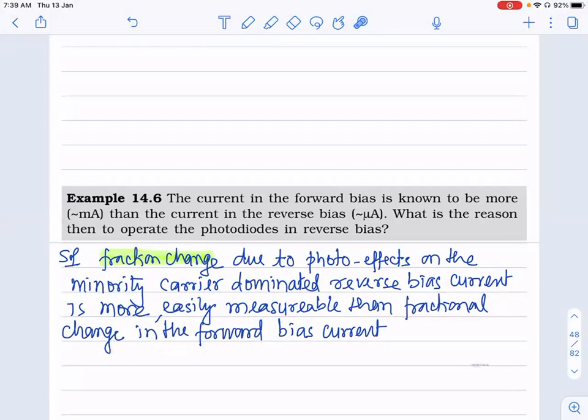The fractional change in reverse bias can be detected easily because it is increasing a larger percentage of current as compared to the forward bias. What will happen in forward bias? Already sufficient electron hole pairs are there. Percentage change in the current will be less. Fractional change will be more in reverse bias. You write this much, I already wrote it there. Fractional change is more, that's all, as compared to the forward bias. So use this word.